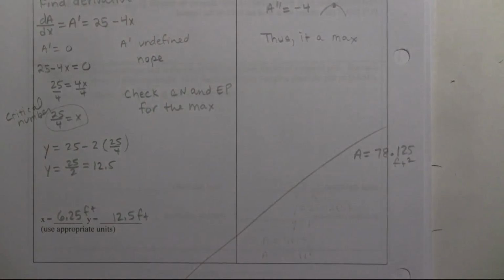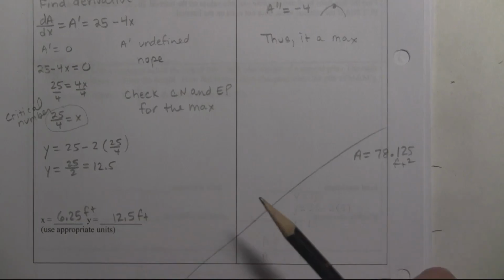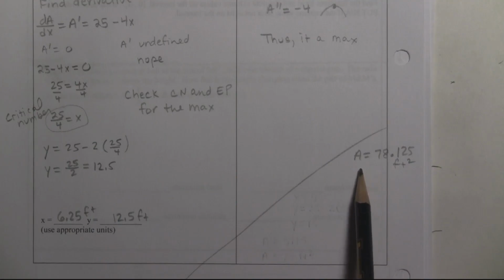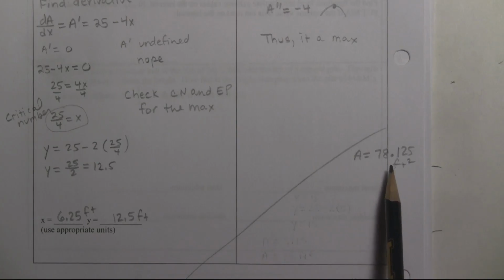So if I say, well, let X be 7, then I can go find Y and I can get a pen situation, but the area will not be as big. This is the biggest area. Had they asked me for the largest area, because some of the problems do, then this would have been the answer. And the area is 78.125.